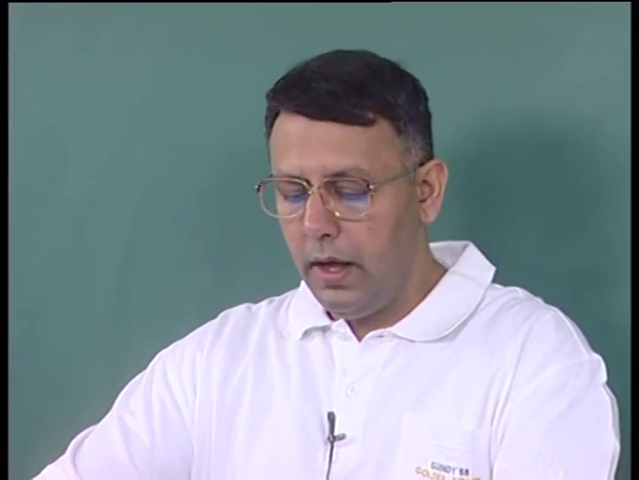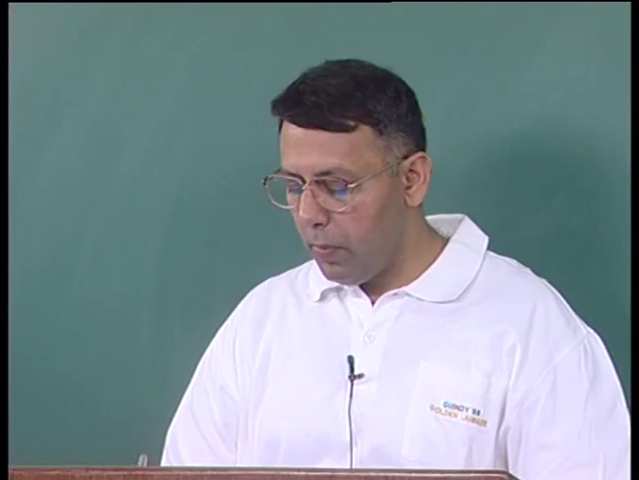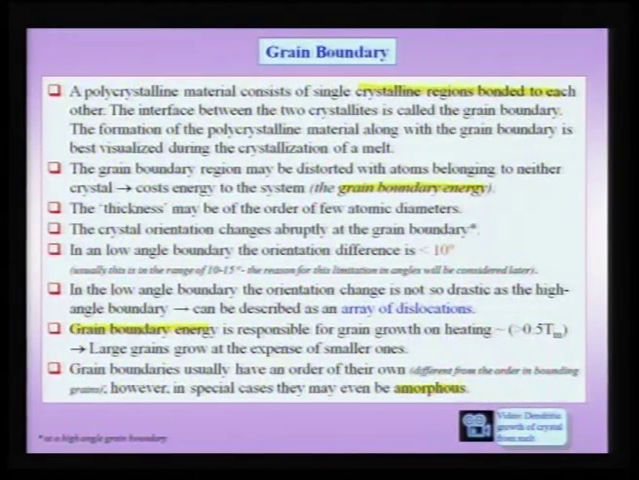In principle, you would note that grain boundaries do not have the same order as either of the bounding grains, but they can have an order of their own, and hence grain boundaries are typically not amorphous. But in very special cases grain boundaries could also be amorphous, and we will see one example of how a grain boundary could even be amorphous. But the important point to note is that in general, they are not amorphous.